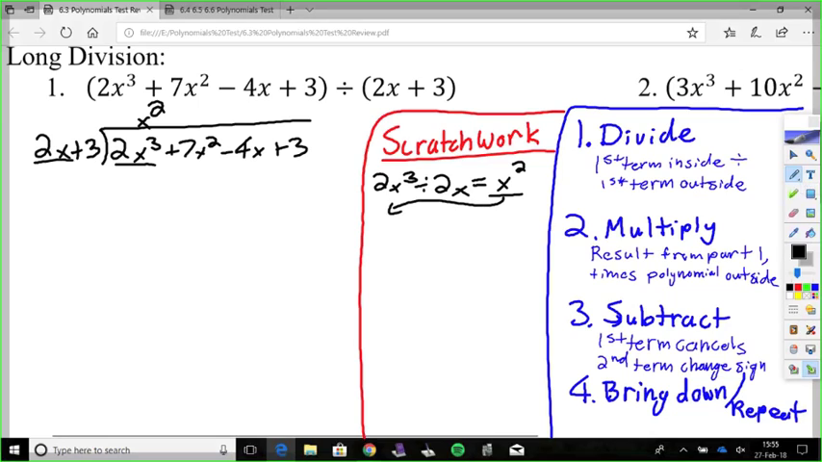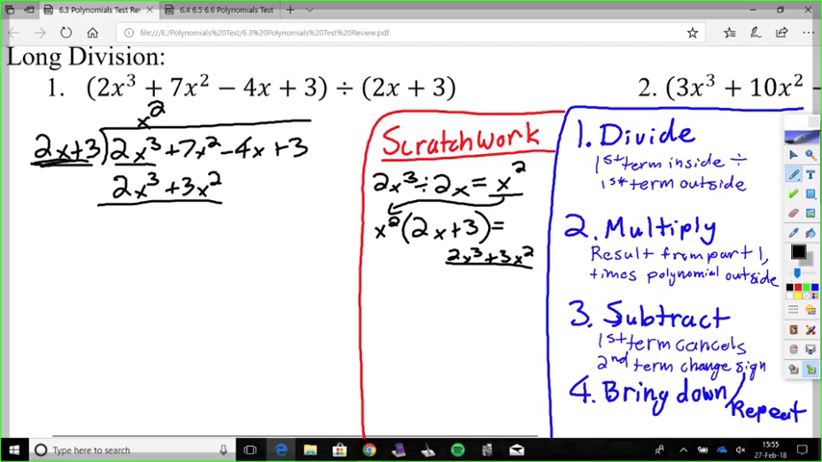Now we're going to take that x squared and use it as part of step 2. Step 2 is to multiply this x squared that we just got by the polynomial that's on the outside, which in this case is 2x plus 3. That's what we're multiplying it with. So when you multiply those together, x squared times 2x is 2x to the third, and then x squared times 3 is 3x squared. Now this product goes underneath the problem, underneath their corresponding like terms. So 2x to the third here, and then plus 3x squared here.